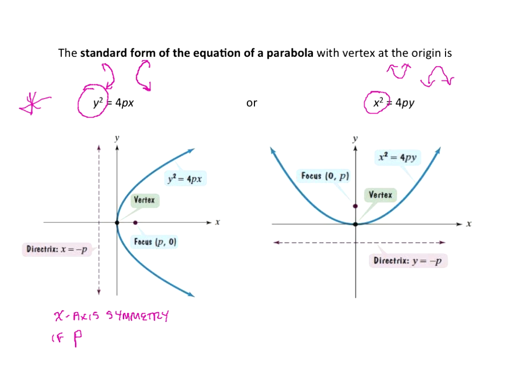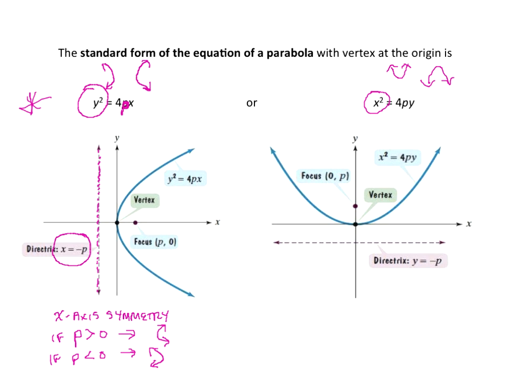Now, if p is greater than 0, so this p right here, if p is greater than 0, then this thing is going to open right. If p is less than 0, then that means this thing is going to open to the left. Okay, so when we have the parabola in the y squared form, the directrix, so that line that lies outside of the parabola that is part of that whole distance thing to the parabola, the equation of that line is x equals negative p.